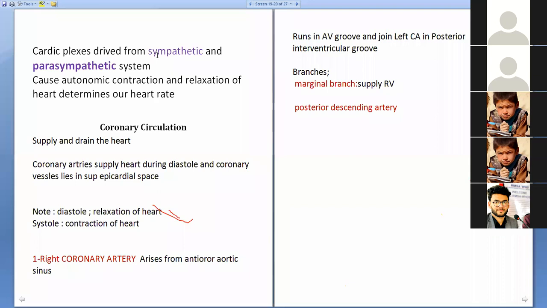Sometimes sympathetic stimulation increases, and it increases the heart rate. Sometimes parasympathetic stimulation increases, and it decreases the heart rate.